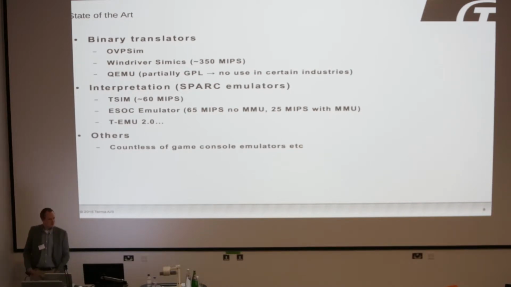Interpreters, there are plenty of these. In our case, we have a Sparc simulator, and in that we basically have one called T-Sim, which is from CPU manufacturers. It runs around 60 MIPS. And we have the ESOC emulator, which is the property of the European Space Agency. It runs a bit faster unless you turn on the MMU, in which case it just loses performance. Now we also have T-EMU 2.0. I'll show you the performance figures later on. And then there are all these game console emulators and stuff like that that we might have played with at home.